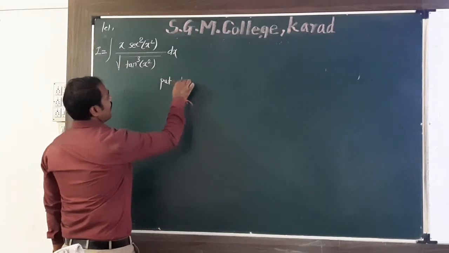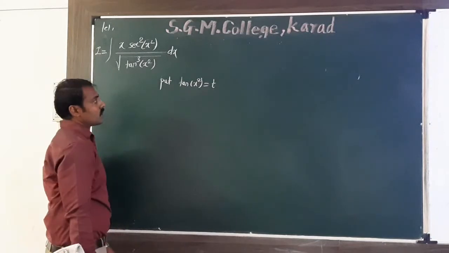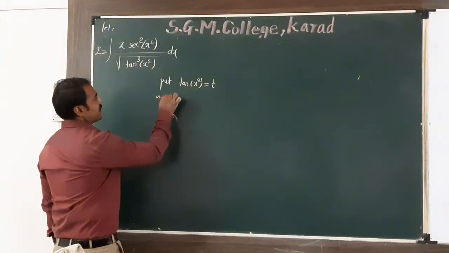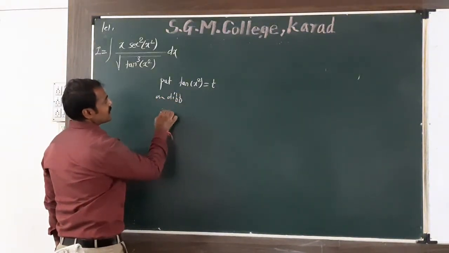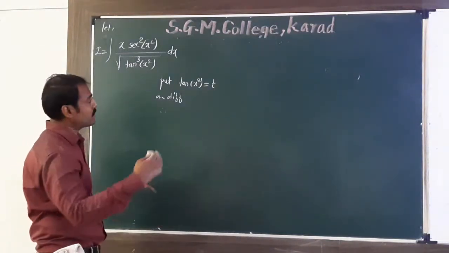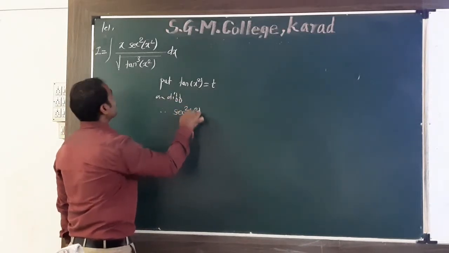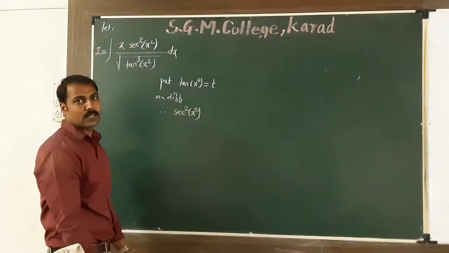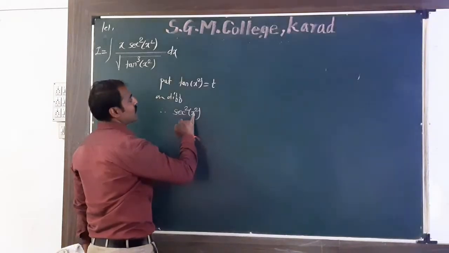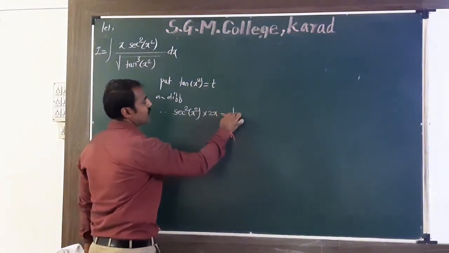Put tan of x square is equal to t. Why do we substitute tan of x square is equal to t? Look at it. On differentiating, the left-hand side is in x, so we differentiate it with respect to x, and the right-hand side in t with respect to t. The derivative of tan of x square is sec square of x square, and here is that term. That's why we substitute for tan of x square. Sec square of x square into the derivative of the composite function x square, which is 2x, is equal to the derivative of t, which is 1.